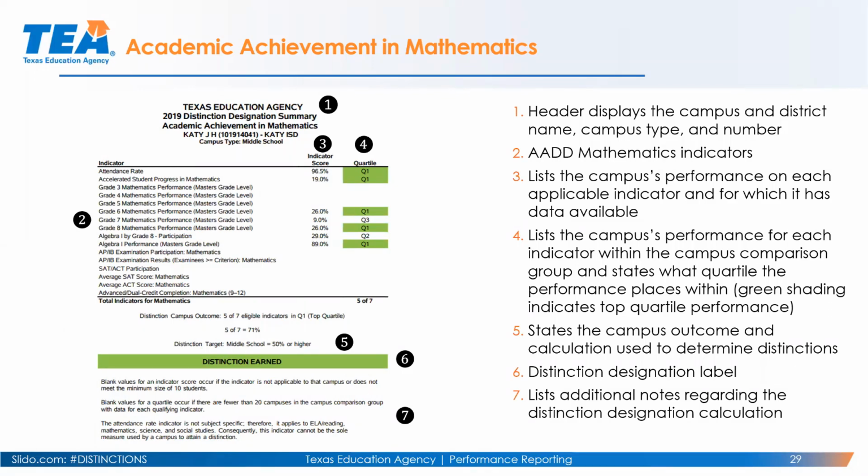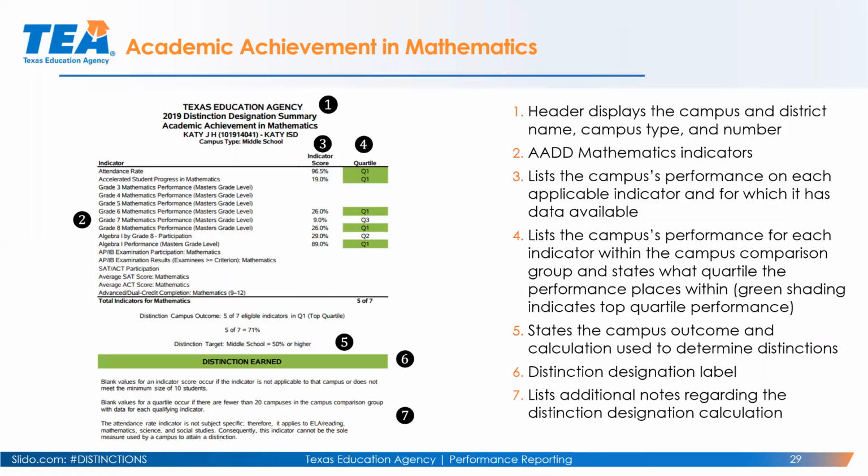Section 1 displays the header for the campus and district. Section 2 displays all of the mathematics indicators for the distinction in math. Section 3 would list this particular campus's performance for each applicable indicator that it has data available for. And section 4 lists that campus's performance for each indicator within the campus comparison group and states what quartile the performance places within. And you'll notice that green shading indicates performance for that indicator in Q1, or the top quartile for performance. And section 5 states the campus outcome and the calculation used to determine distinction designations. So let's look at the report.